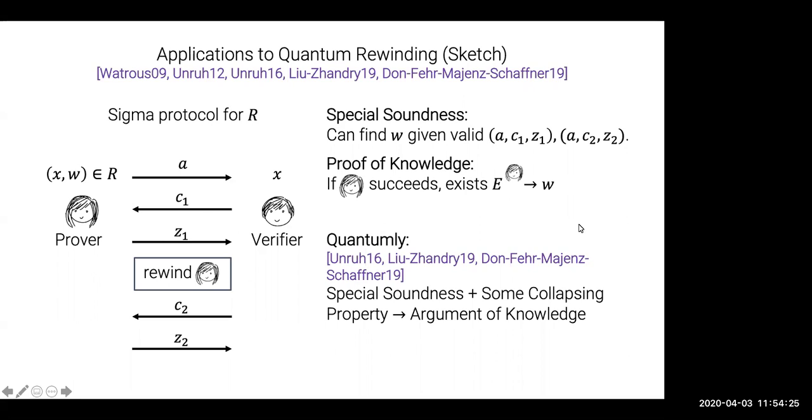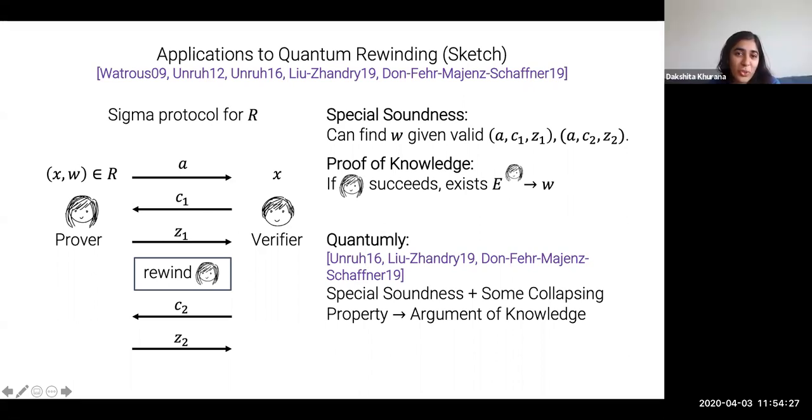Can I ask a quick follow-up? Do you need 2 transcripts, or can you generalize this to more than 2? The special soundness constraint says you can find W given these 2 transcripts that share the same first message. Does that generalize beyond 2? Because I think that with 3-coloring, you'd need more than 2 to find the right coloring. Are you asking if we can get away with doing more rewindings? Yeah, basically.